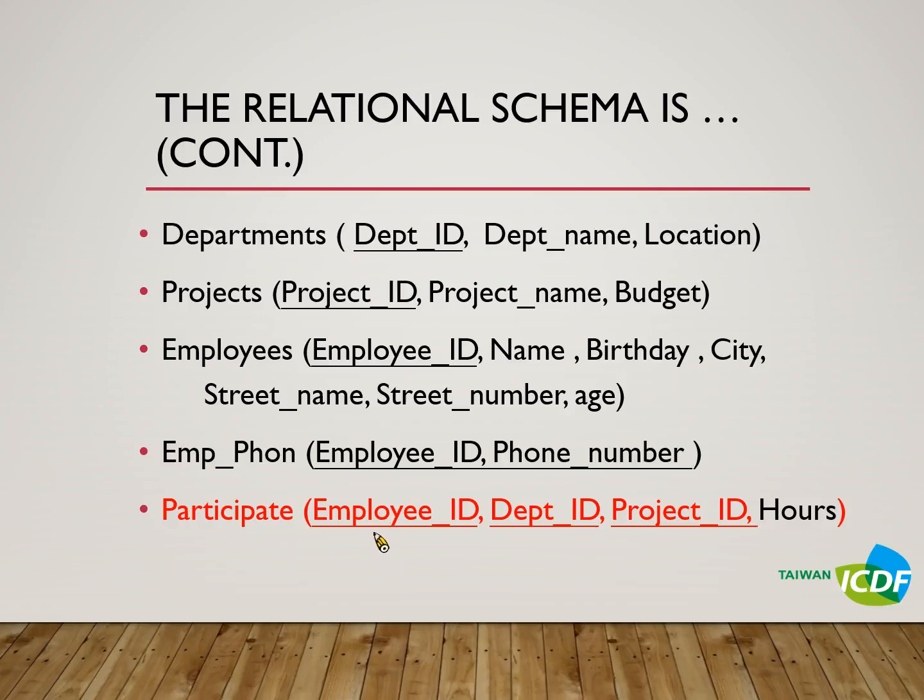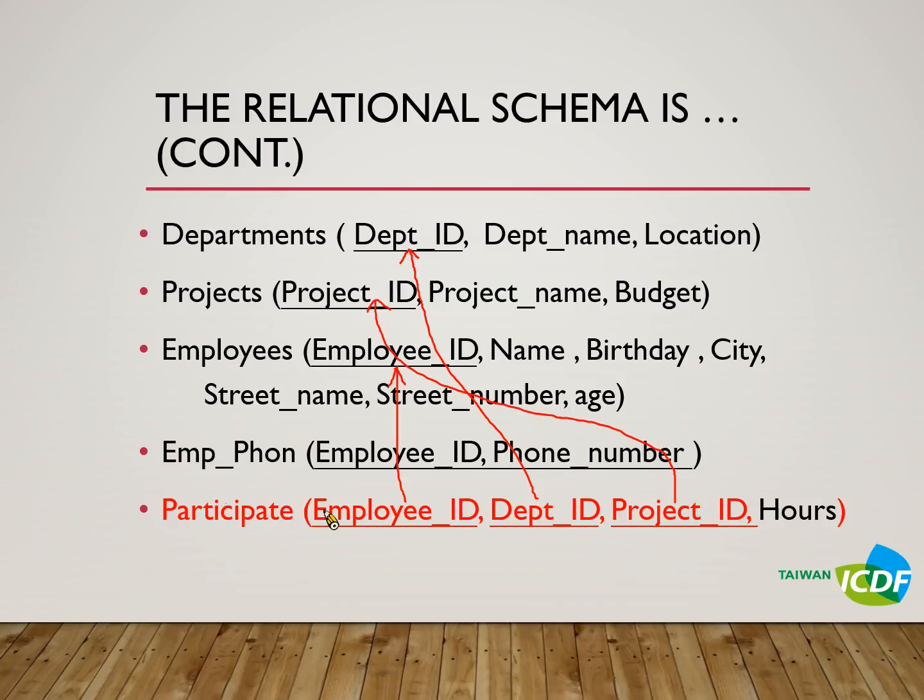In other words, one part of the primary key, employee ID, is a foreign key which can reference the primary key of the employee table. Another part of this primary key, department ID, is also a foreign key, referencing the primary key of the department table. Project ID is also a foreign key which can reference the primary key of the project table.